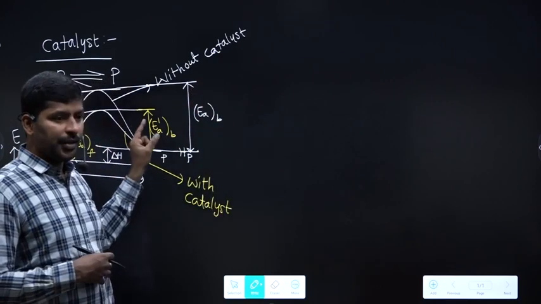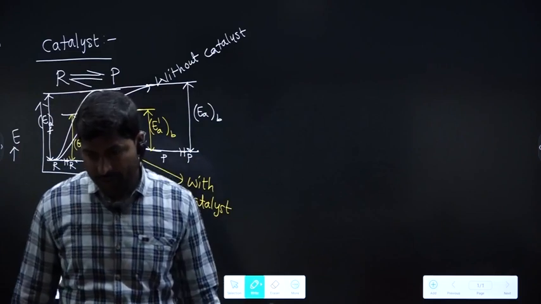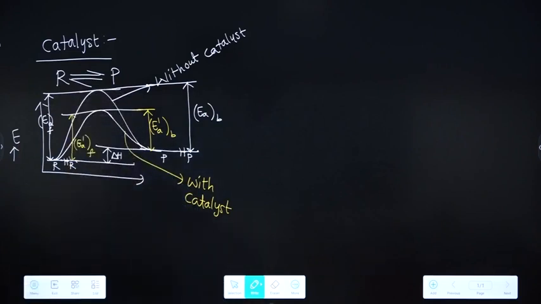Write that point. Equilibrium is reached in less time, but no change in equilibrium concentrations of reactants and products, and hence no change in K value.